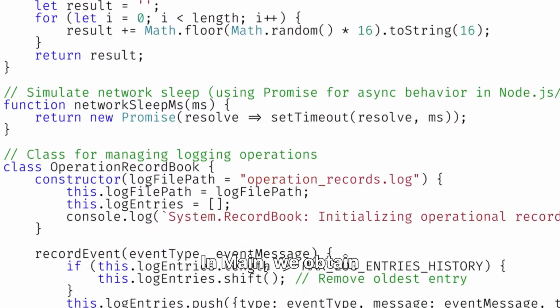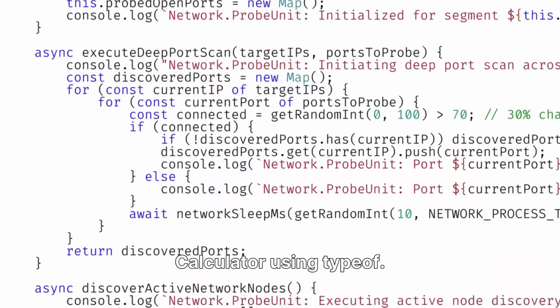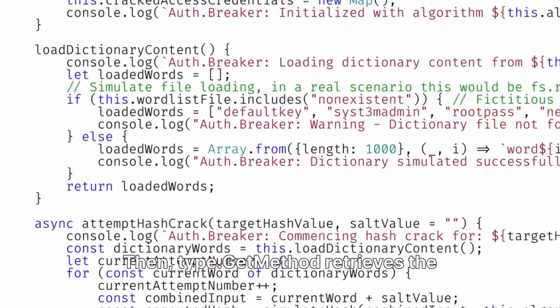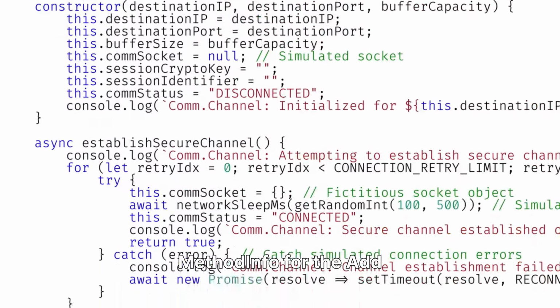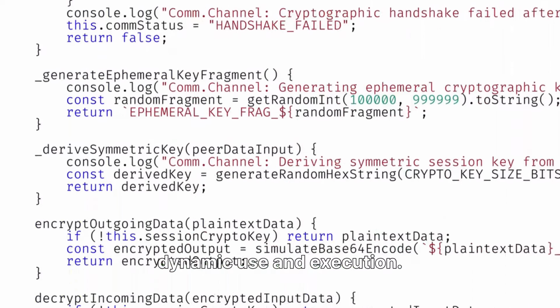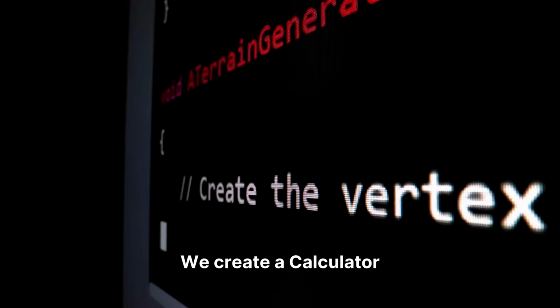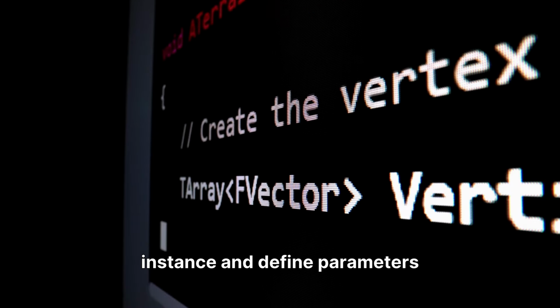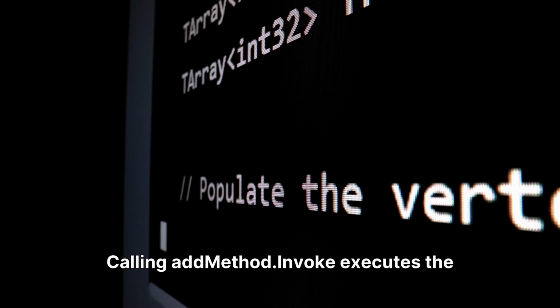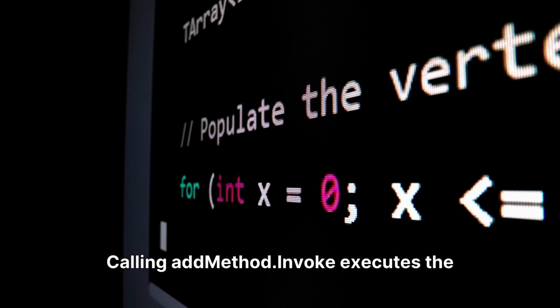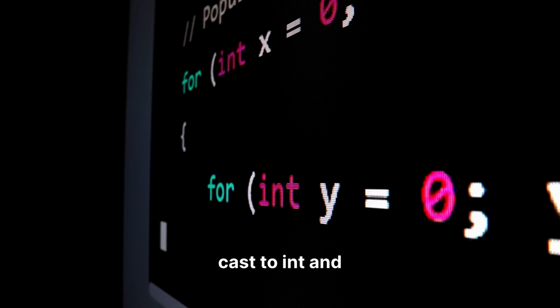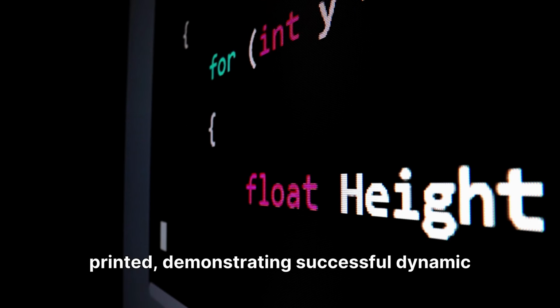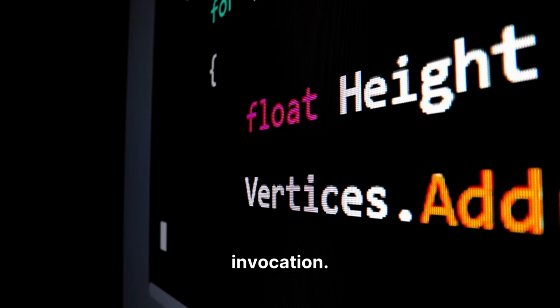In Main, we obtain the Type object for Calculator using typeof. Then, type.GetMethod retrieves the MethodInfo for the Add method, preparing it for dynamic use and execution. We create a Calculator instance and define parameters 5 and 3. Calling the Add method, Invoke executes the method. The object result is cast to int and printed, demonstrating successful dynamic invocation.